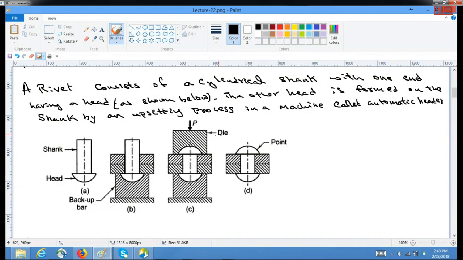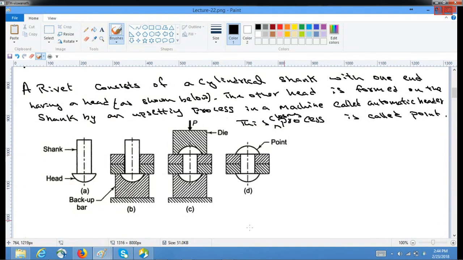So this process, or this closing process, is called snap point. When you are mentioning the kind of rivet, the rivet is mentioned through its shank diameter. This is the shank, so shank diameter.